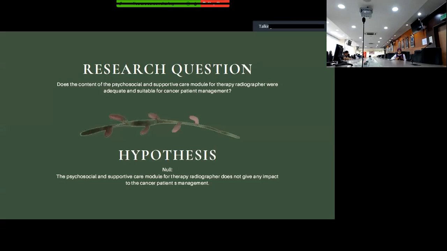My research question is, is the content of the psychosocial and supportive cancer care module for therapy radiographers adequate and suitable for cancer patient management? The hypothesis is that the psychosocial and supportive cancer care module for therapy radiographers does not impact cancer patient management.